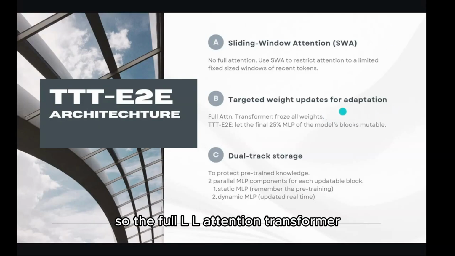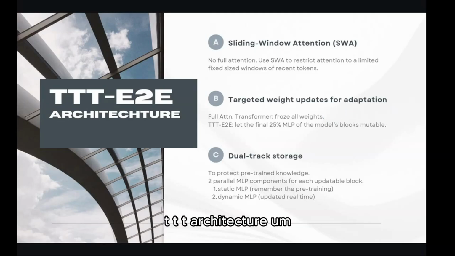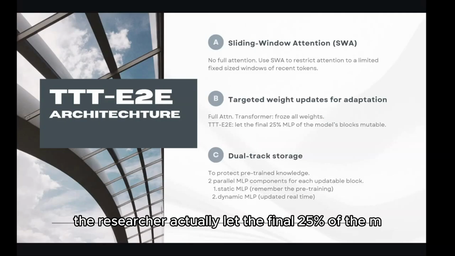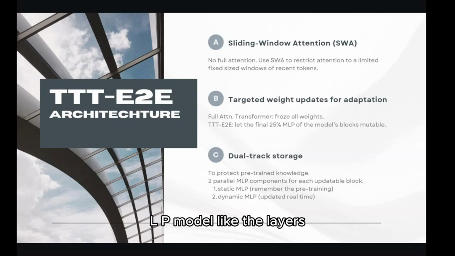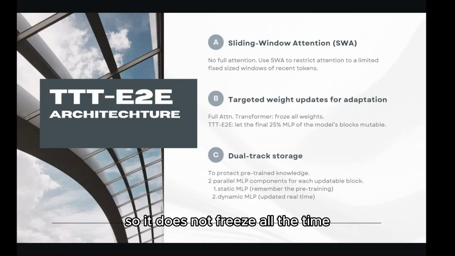So the full attention transformer freezes all the weights. But in this TTT architecture, the researchers actually let the final 25% of the MLP model, like the layers, be mutable, changeable, shiftable, right? So it does not freeze all the time. That's what makes it able to change or shift answers during inferencing.